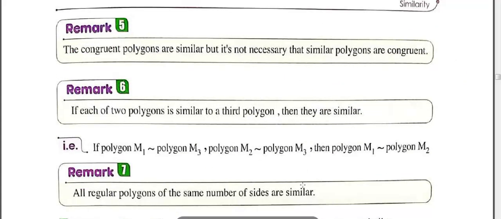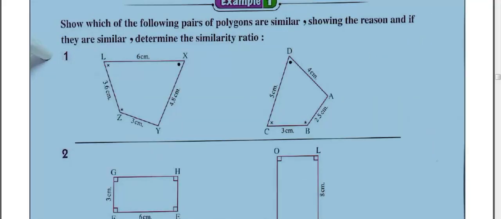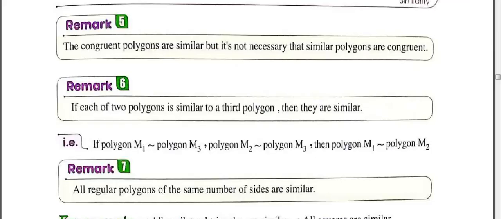Congruent polygons are similar, but it isn't necessary that similar polygons are congruent. Again, remark 5: congruent polygons are similar, but it is not necessary that similar polygons are congruent. Remark 6: if each of two polygons is similar to a third polygon, then they are similar.